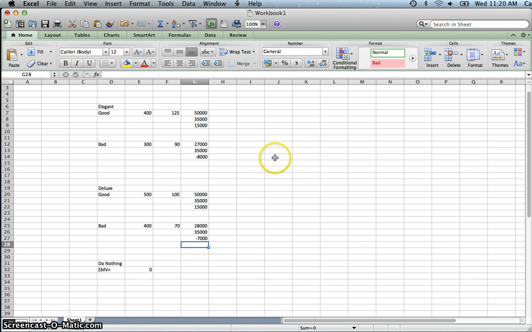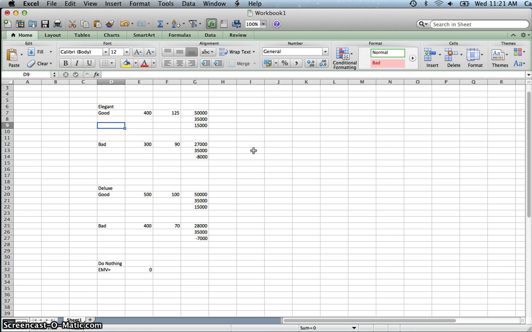Well, we have kind of an interesting decision here. We're hoping the market's good. Whether we do the elegant or the deluxe, we would make $15,000. If the market's bad, we would lose less money on the deluxe as compared to the elegant. And of course, if the market's bad and we did nothing, but here's where probability comes in. What they have told us is that there's a 50-50 chance, and you simply go with it.